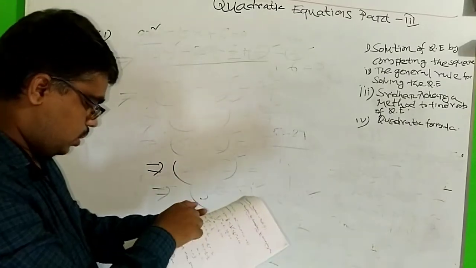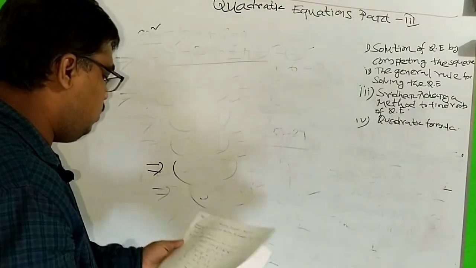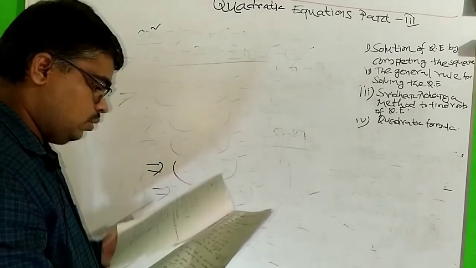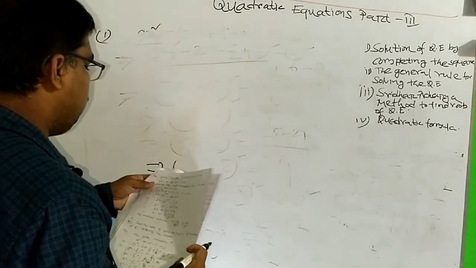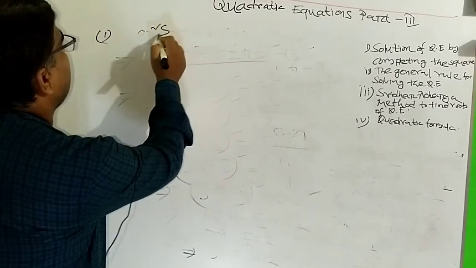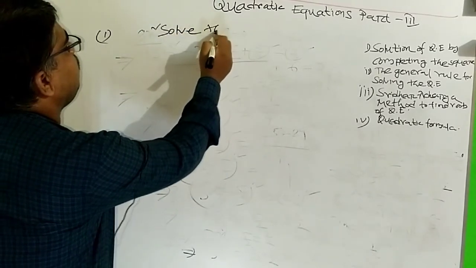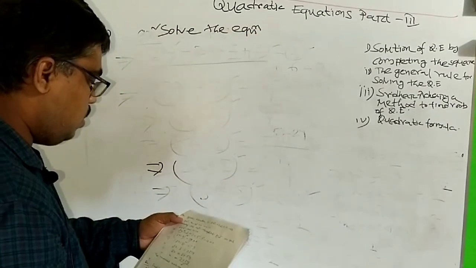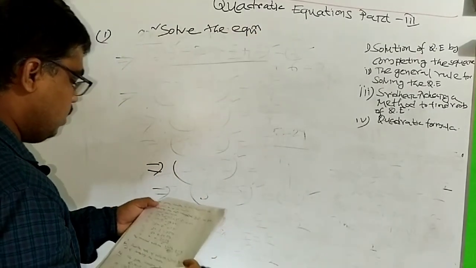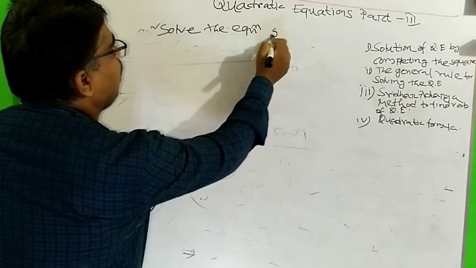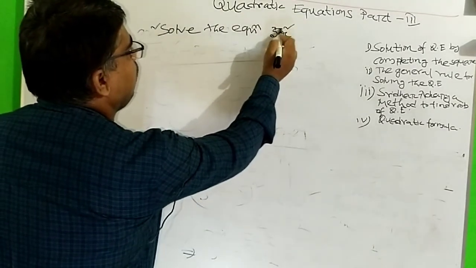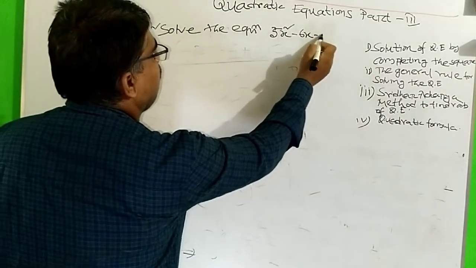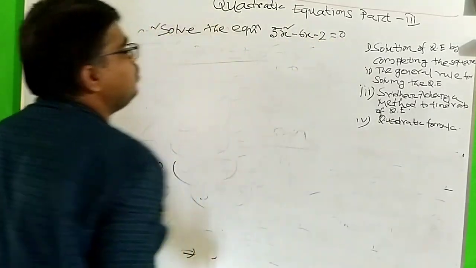Solve the following equation. Solve the equation 5x square minus 6x minus 2 is equal to 0.